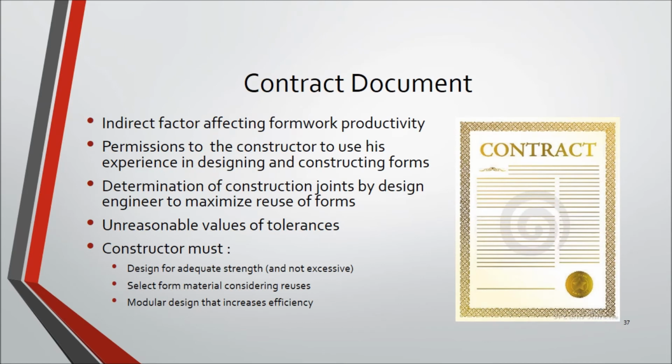Now coming to the factor of the contract. The contract plays an indirect role in affecting the productivity of the system. If the contract does not give permissions to the constructor to use his experience in designing and constructing forms, then it shall be counterproductive. At times the contract sets certain unreasonable tolerances from the finished products. This reduces the morale of the contractor and reduces the productivity, as he doesn't have much say in the use of formwork system.